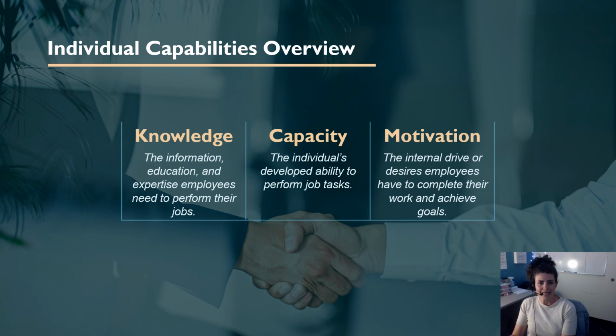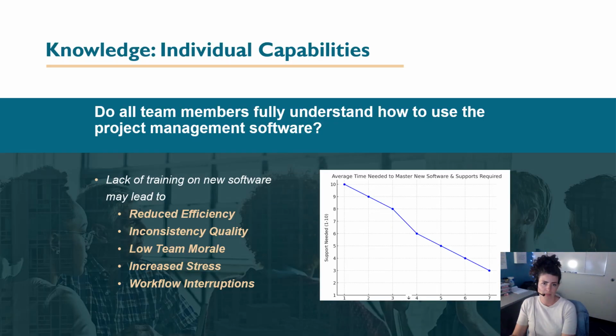Now let's move on to the individual capabilities supports. The team reviewed the components of knowledge, capacity, and motivation. Knowledge includes the information, education, and expertise employees need to perform their jobs. Capacity includes the individual's developed ability to perform job tasks. And motivation includes the internal drive or desires employees have to complete their work and achieve goals.